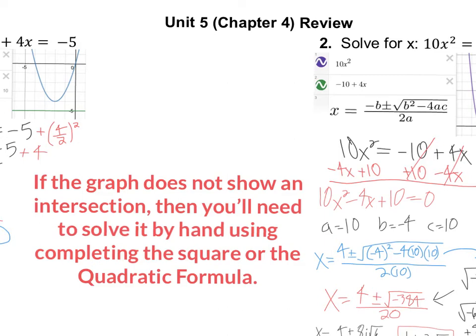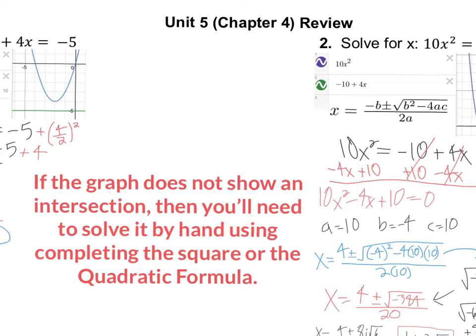Hey everybody, welcome to the Unit 5 or the Chapter 4 review. This review is kind of lengthy, so to attempt to cut it down on time, I have everything solved out ahead of time, and I'm just going to explain to you my thought process behind doing it.